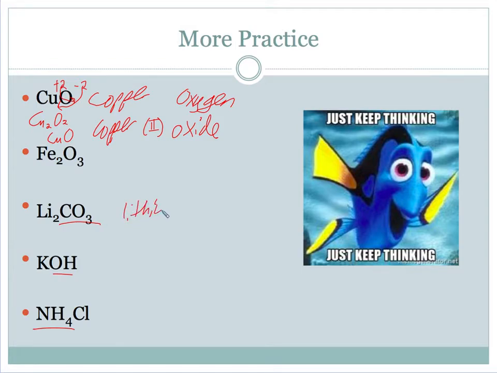This is lithium, and if you look at your sheet, you know CO3 is carbonate. Charges don't matter, just names. Lithium and carbonate. Perfect. Okay, so try this one. Or try Fe2O3, KOH, and NH4Cl. When you're done with those, hit play, and I'll give you the answers.